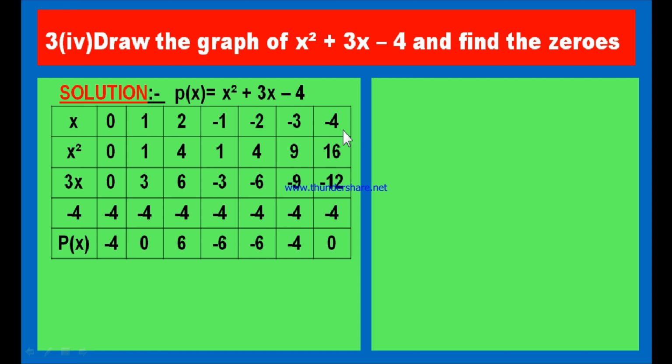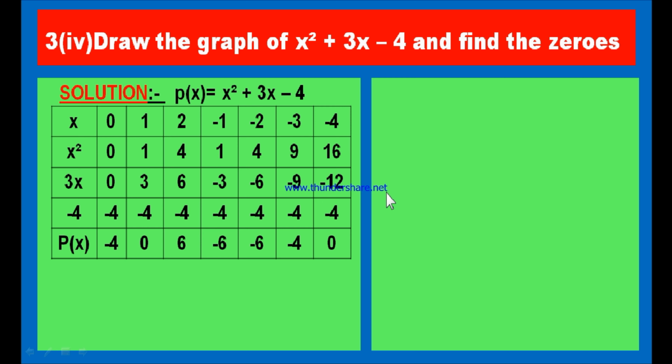Then consider x is equal to minus 4. X square, minus 4 whole square, is plus 16. 3x, 3 into minus 4 is minus 12, and this is minus 4. If we add negative values, minus 12 minus 4 is minus 16. Plus 16 minus 16 is 0. Now, we got how many points here? We got 7 points on the curve.